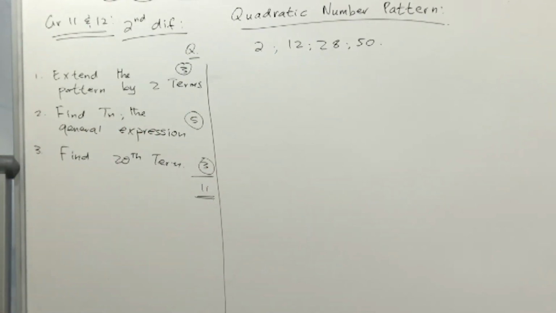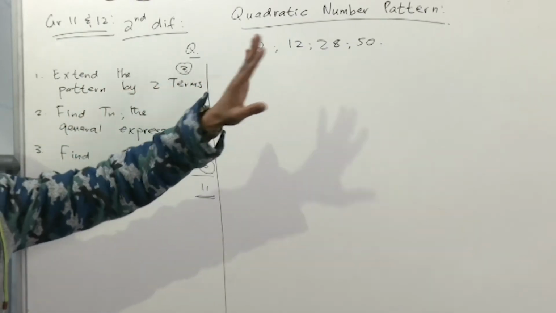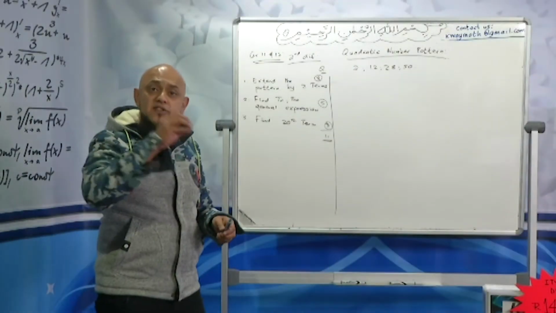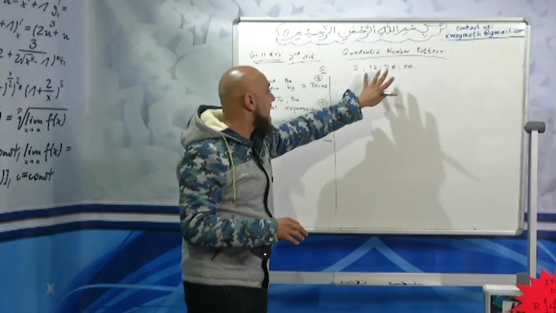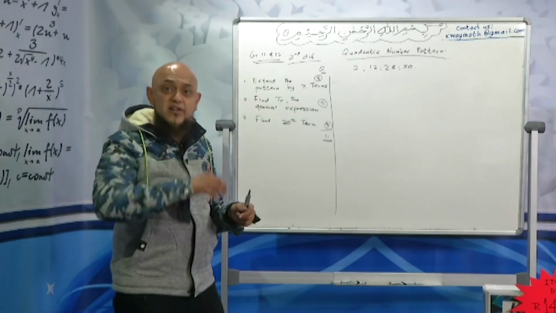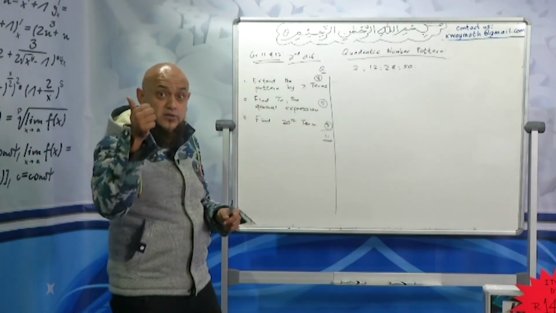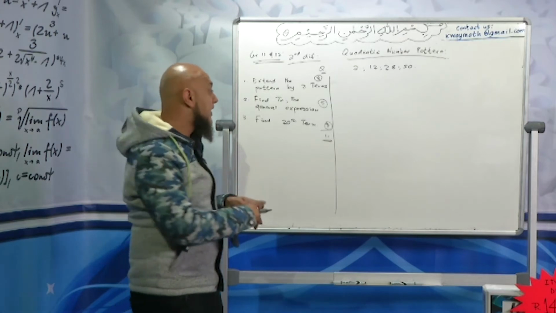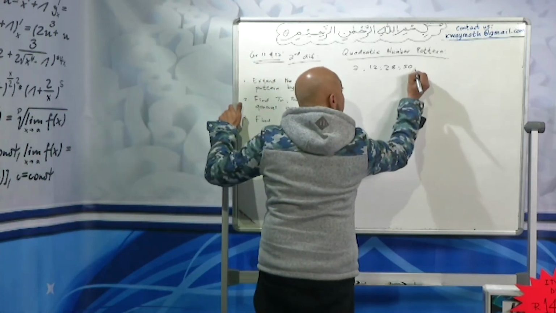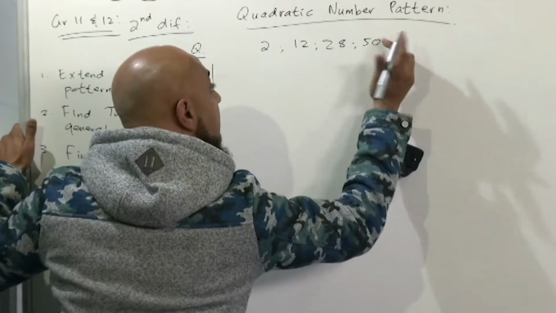Now boys and girls, firstly, we've got to identify what's given. Are there unknowns given in the pattern, or are we given exact values? In this case, we're given exact values: 2, 12, 28 and 50. They want us to continue the pattern if it behaves in the same manner.